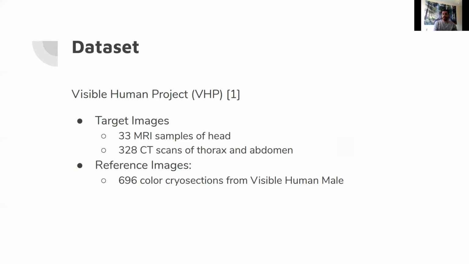The entire set of images that we use comes from the Visible Human dataset. Specifically, we use 33 MRI images of head and 328 CT scans of thorax and abdomen as our monochromatic medical image stack, which are also our target images. And we use 696 color cryosections from the Visible Human male, which are also our reference images.